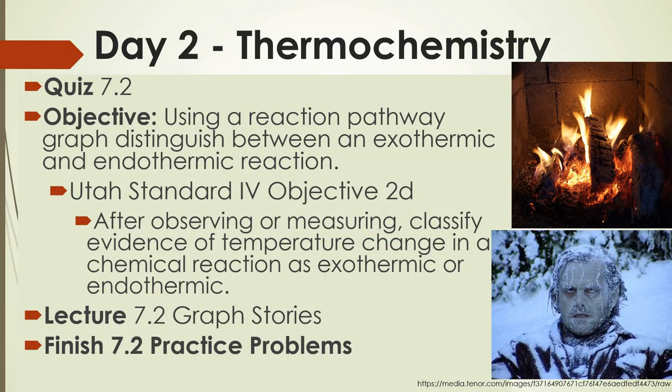The objective today is to use a reaction pathway graph to distinguish between exo and endothermic reactions. Now we're working with Utah Standard 4, Objective 2D. I know that just doesn't sound exciting to you, but I have to keep track of the things that we learn. This basically says, after observing or measuring, classifying evidence of temperature change in a chemical reaction as exo or endothermic, which is pretty easy.